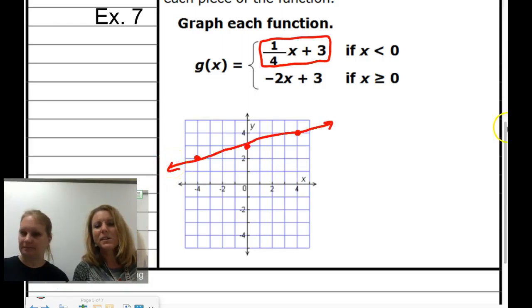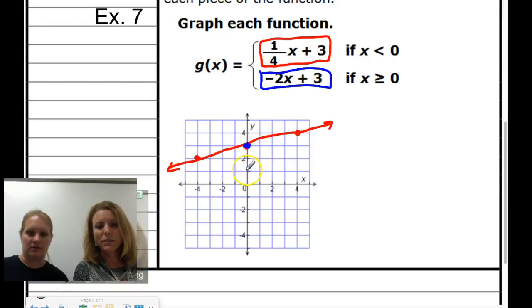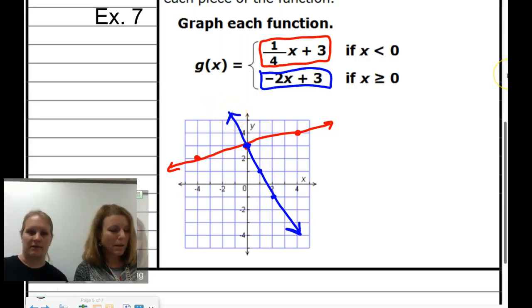Okay, now let's change our color. So we have 3, and then down 2 over 1. Right, down 2 over 1. Correct. And we're graphing. Now is where we're going to stop. We're going to erase because it says x must be less than 0.